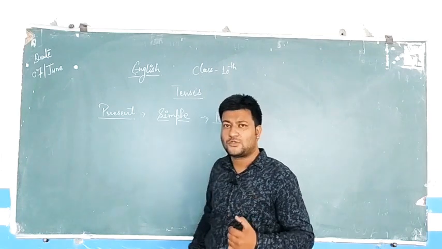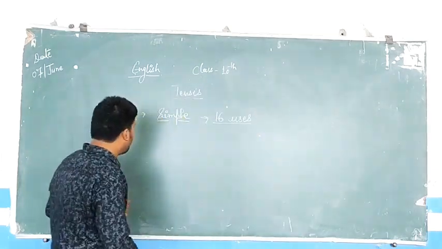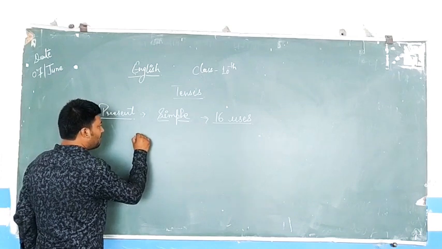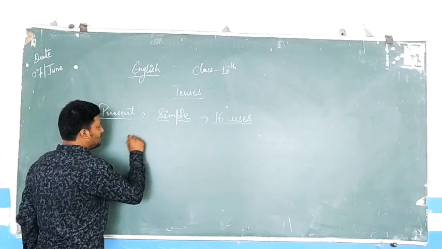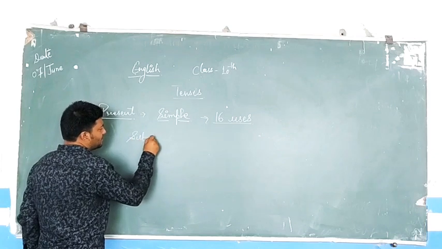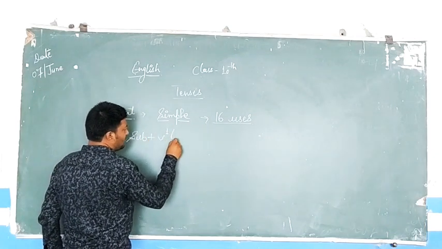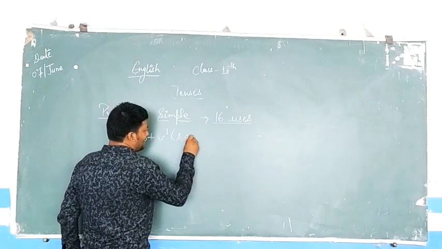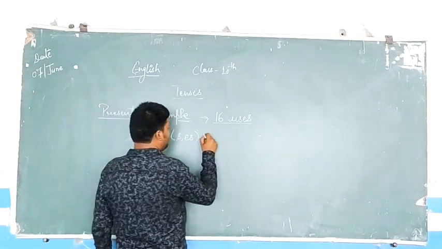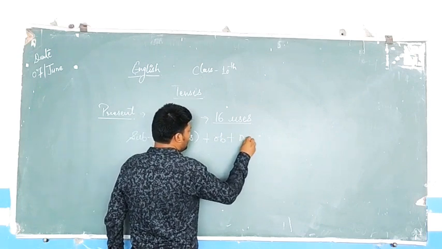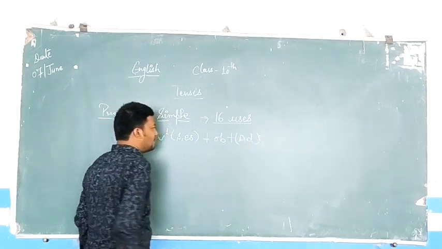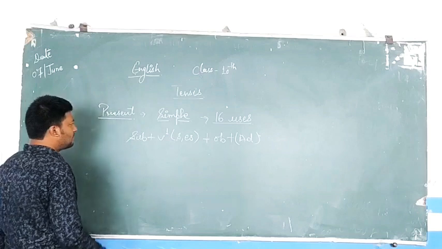First, let's come to a simple point. The structural formula for simple tenses: subject plus verb first form, adding s or es, plus object plus adverb, which is optional if it comes into the sentence.